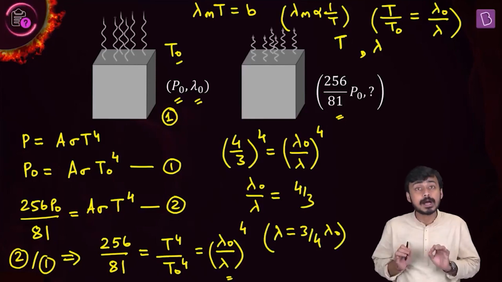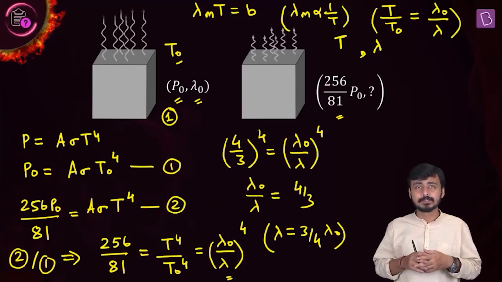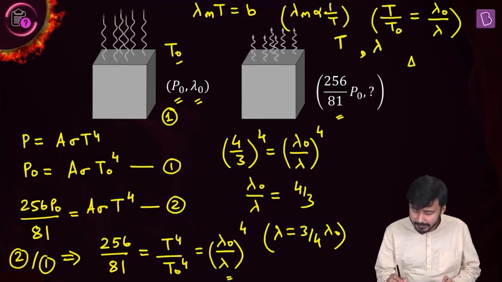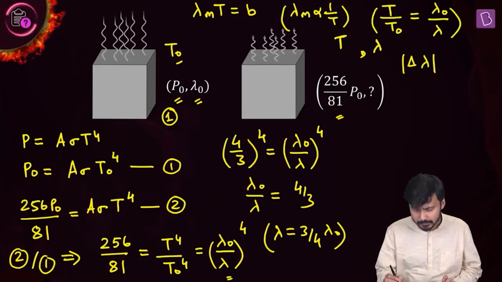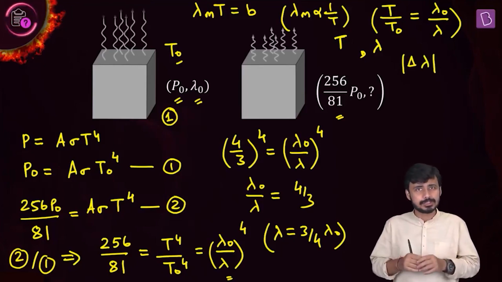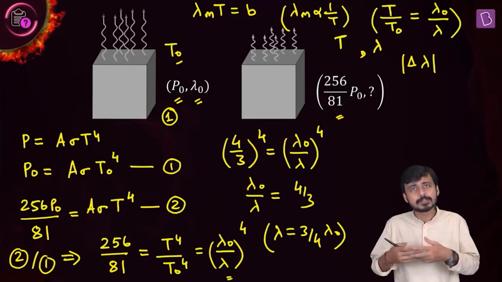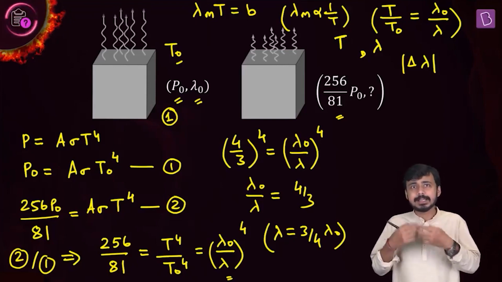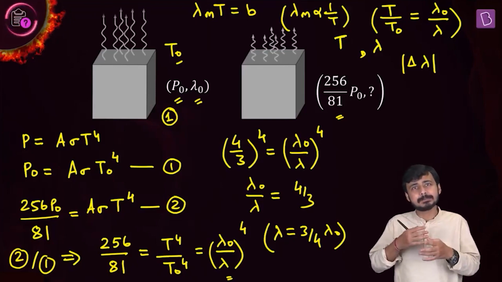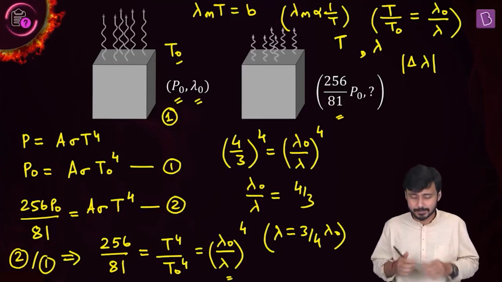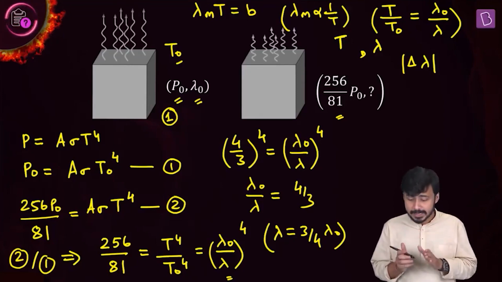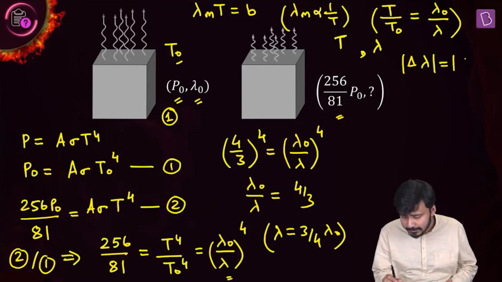What you are supposed to find is the shift in the wavelength. Shift means the change in the wavelength with its magnitude. Either the wavelength is increasing or decreasing, the shift is a positive number, right? Whether it increases by some amount or decreases by some amount, that amount is basically the shift. So it's the magnitude of delta lambda, that is the magnitude of lambda final minus lambda initial.